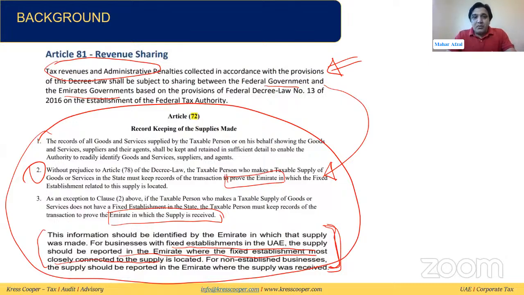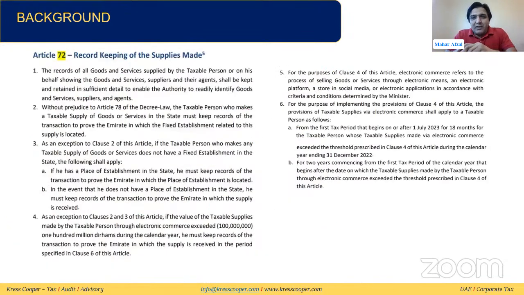Now Article 72 of the law has been amended. When Article 72 of the law has been amended, there is no change in Clause 1. Clause 1 is the same. Whatever we have discussed, they need to maintain the record. There is no change in Clause 2 as well. This is the same. Where there is a fixed establishment, they need to maintain the record of the Emirate where the fixed establishment is located.